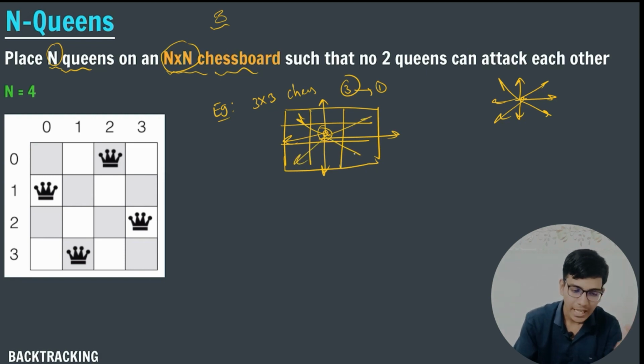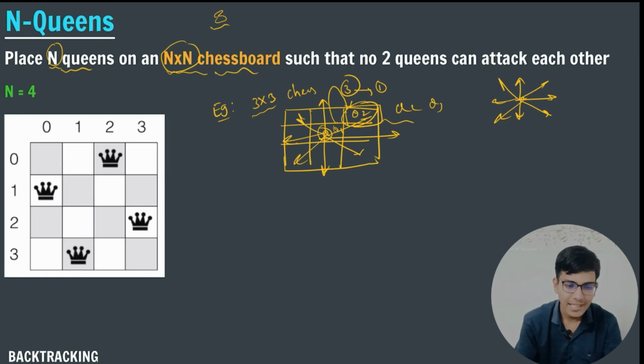So if I place my queen in the center of the given 3 cross 3 chessboard, there are no other places where I can put my queen. Suppose I have placed my first queen here, then I can't place queen 2 or queen 3 in any of these cells, because these cells are in danger. If I place my queen 2 here, then the first queen will attack queen 2. So there are no safe positions for my queen.